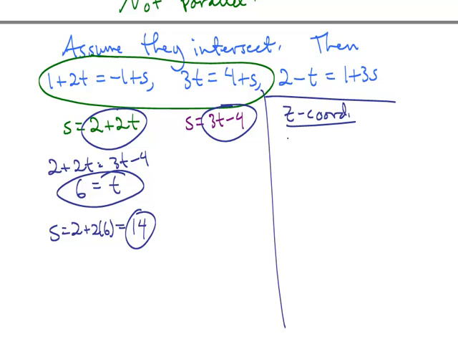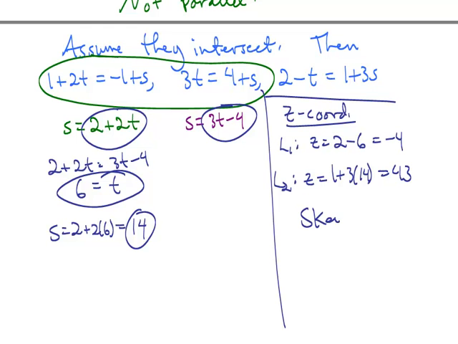Well, for line 1, z is equal to, at this point, 2 minus 6, which is negative 4. For line 2, z is equal to 1 plus 3 times 14, which is 43. So these, in fact, are skew.